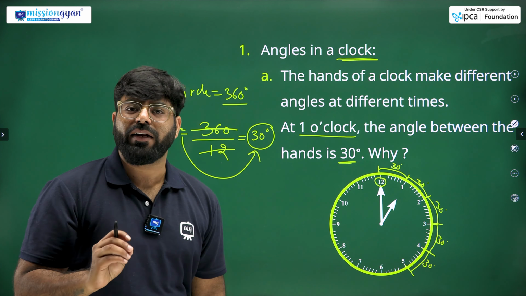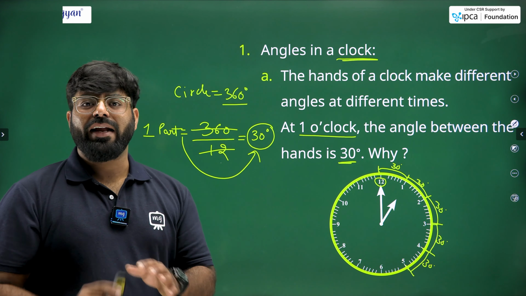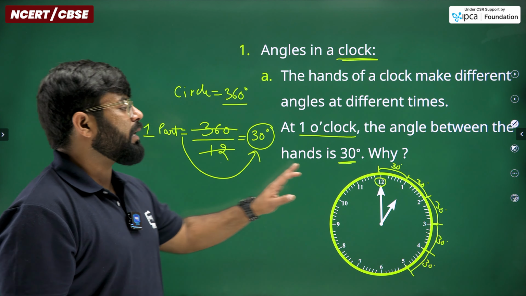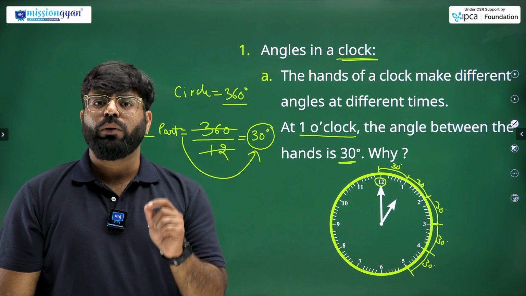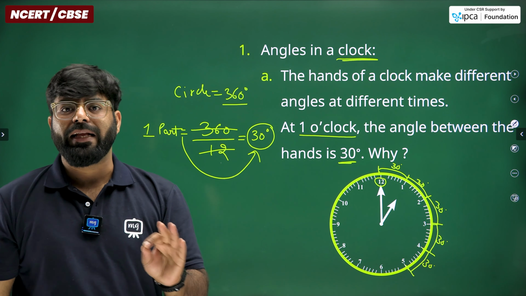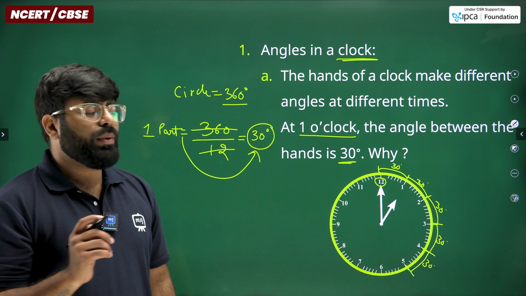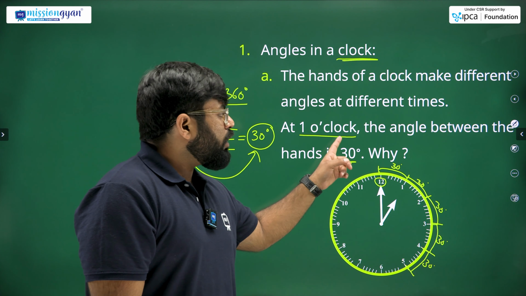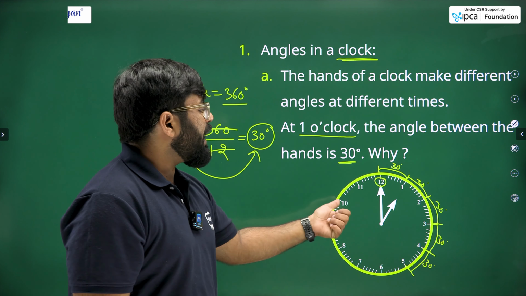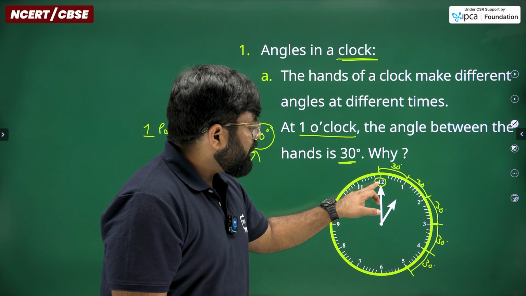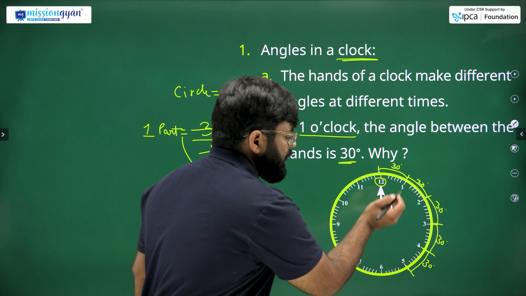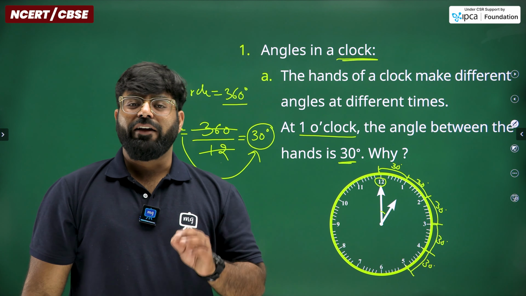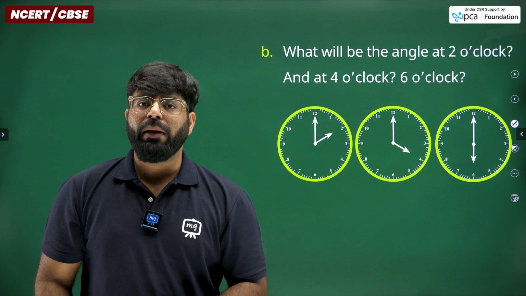Why? Because the whole circle is of 360 degree and if we divide it by 12, because the clock is divided into 12 equal parts, we will get one part of 30 degree. Is that clear? So this is why we can say that at 1 o'clock the angle between the hands is 30 degree. So the angle between 12 and 1 is 30 degree. Is that clear? Understood? If yes, then let's see the B part.